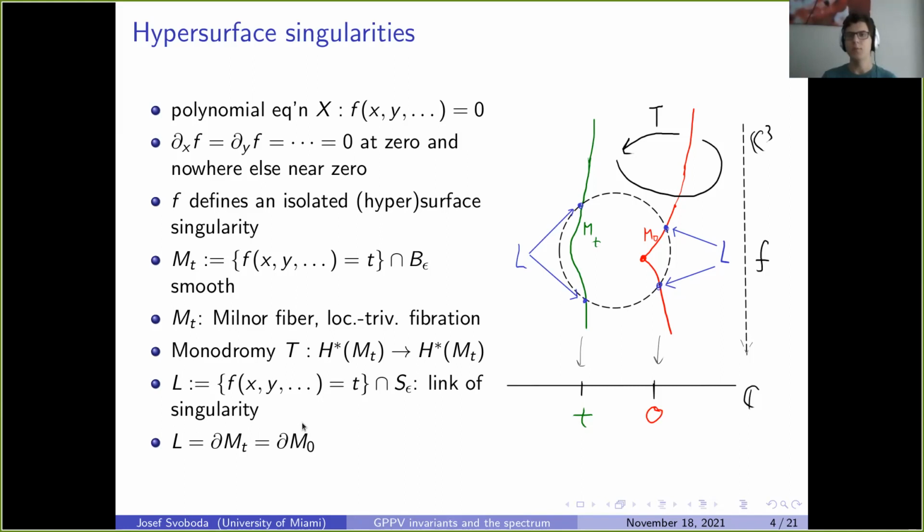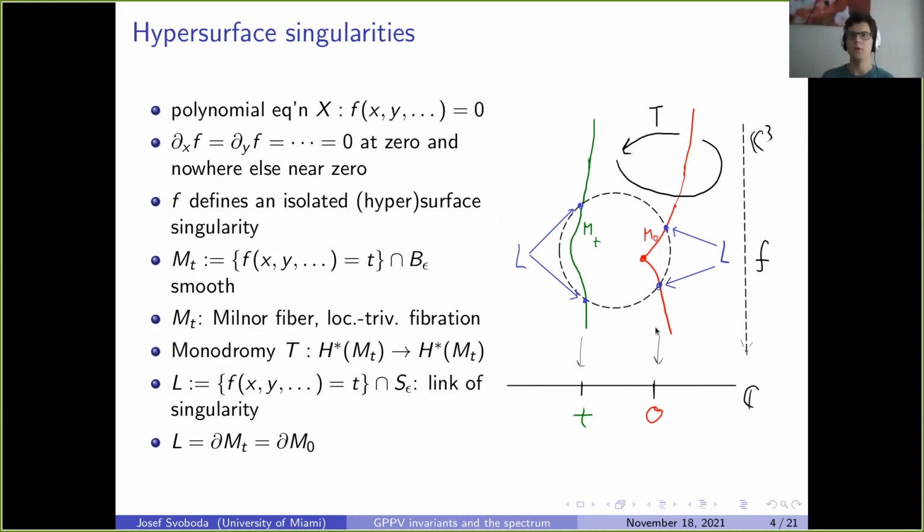And the last point is that this link of the singularity, which is the intersection with a small sphere instead of a ball, actually doesn't depend on whether you take it for the singular surface or for the smooth surface, because those are homotopy equivalent. When you only take the sphere, you avoid the singular point. So it doesn't really matter which of the surfaces you intersect. This is very important, and it also fails for singularities which are not isolated.